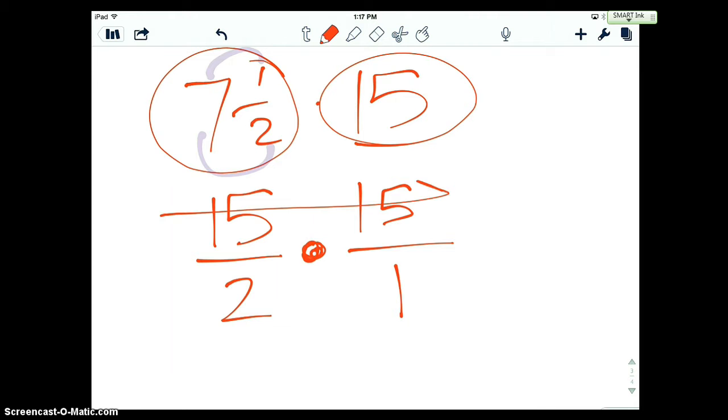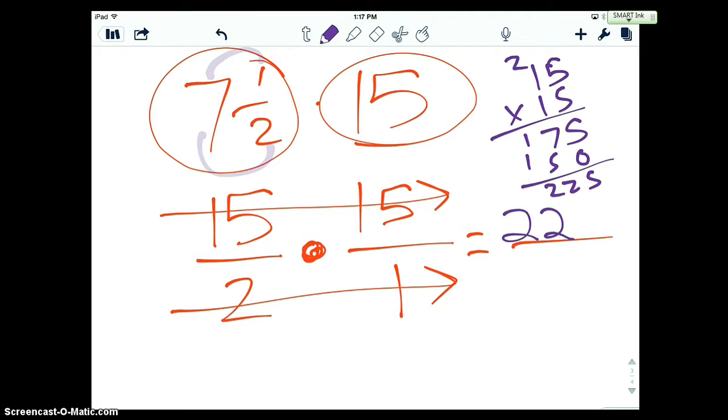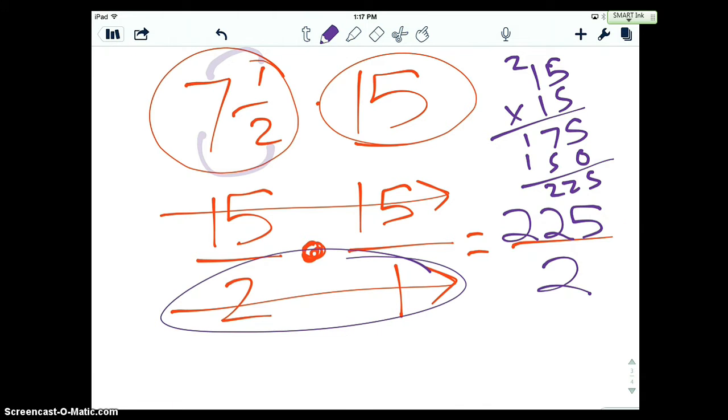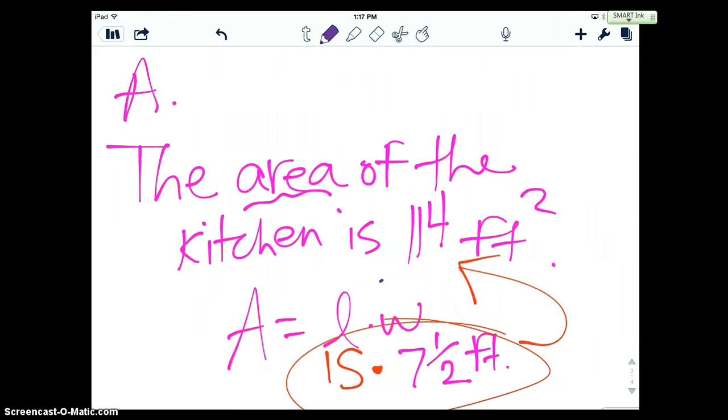Multiply straight across. I can't cross reduce anything, so I just multiply. 15 times 15. Try and multiply it before I get it done. And I'm starting now. 225 over 2 times 1, which is 2. And that is majorly improper. So I'm going to take 225 divided by 2 and see if I get 114.